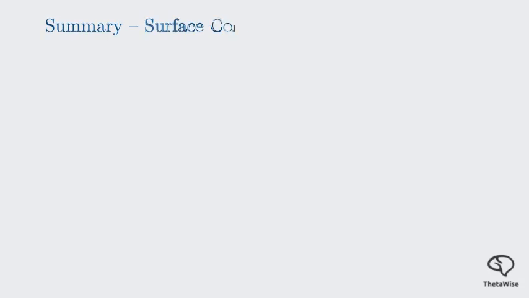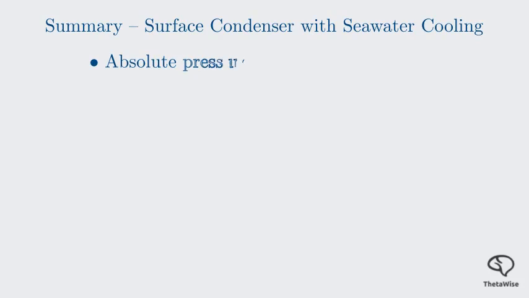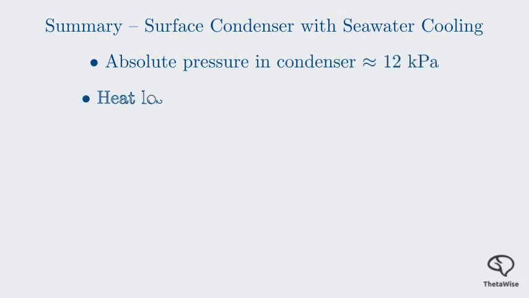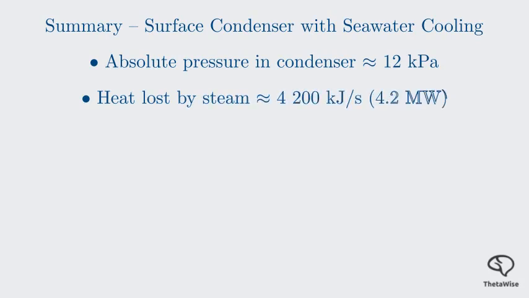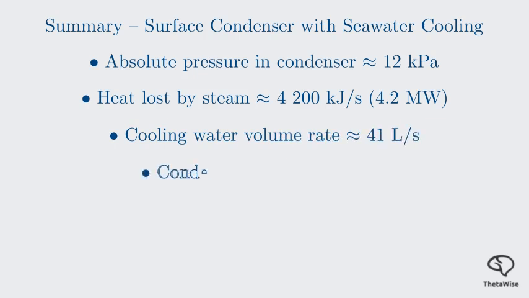Let's quickly recap our answers for this condenser problem. We found the absolute pressure in the condenser to be approximately 12 kilopascals. The heat lost by the steam was about 4,200 kilojoules per second, or 4.2 megawatts. The required volume rate of cooling water was around 41 liters per second. And finally, the condenser efficiency was approximately 88%.